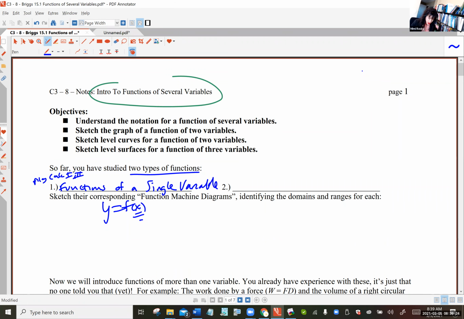Okay, thank you. So we're going to do functions of a single variable, but you did that already. You did that in Algebra and Calc 1. And let me do a function machine for that. So I like doing these function machines.